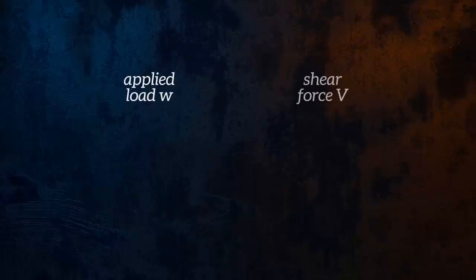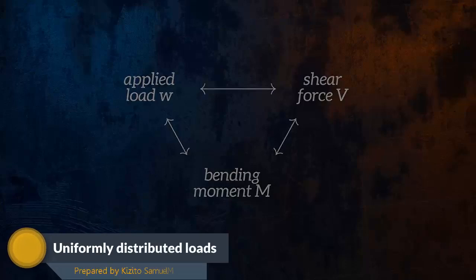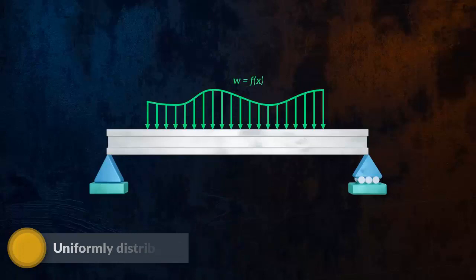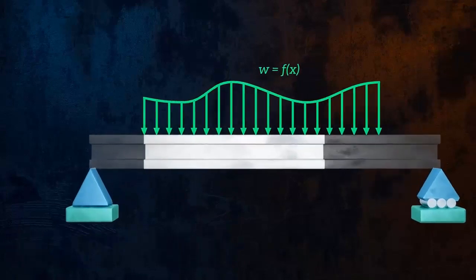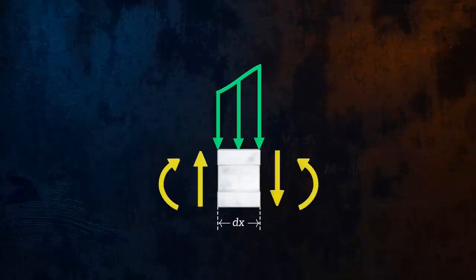relationships between the applied loads, shear forces, and bending moments, which will help us better understand what our diagram should look like. Let's consider a beam loaded by an arbitrary distributed force. We can zoom in to look at an infinitesimally small segment of the beam with a width equal to dx and draw the free body diagram.